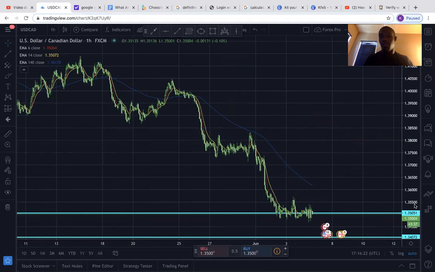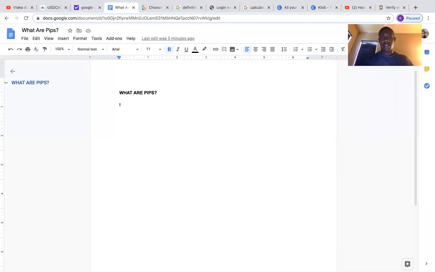Pips are usually the fourth or third digit. So in this case, US dollar, Canadian dollar, this pair is like 1.3, 1, 2, 3. So this fourth number, this zero.